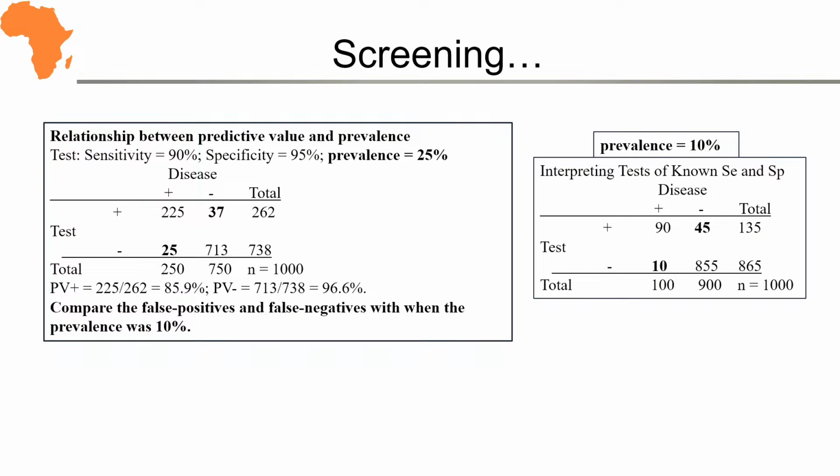So this is at 10% prevalence. At 25% prevalence, the positive predictive value is 86%. At 10%, it is lower. So when we have the reduction in the prevalence, the PPV reduces. At 25%, the NPV is 97%. It is 99% at 10%. Any thoughts about what's happening?